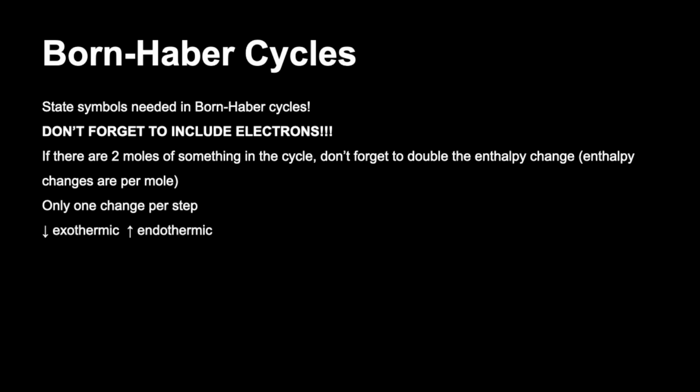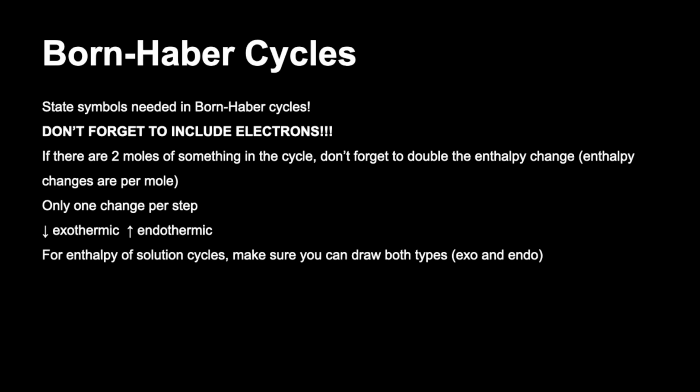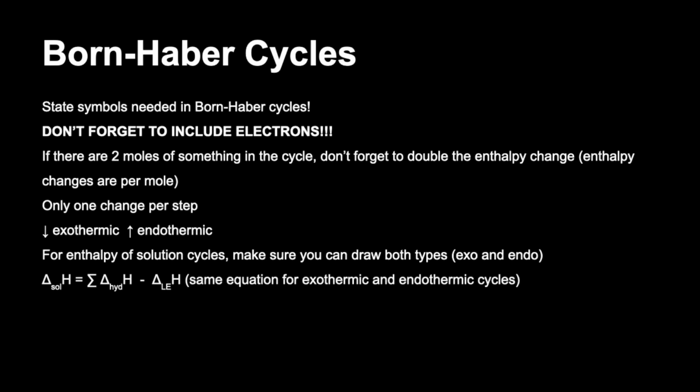Arrow direction: a downwards arrow in a Born-Haber cycle is for an exothermic process, and an upwards arrow is for an endothermic process. For enthalpy change of solution cycles, make sure you can draw both types. So there's an exothermic one and an endothermic one. But in terms of the calculation, it doesn't matter what type of cycle it is, enthalpy change of solution is always the sum of the enthalpy changes of hydration minus the lattice enthalpy.